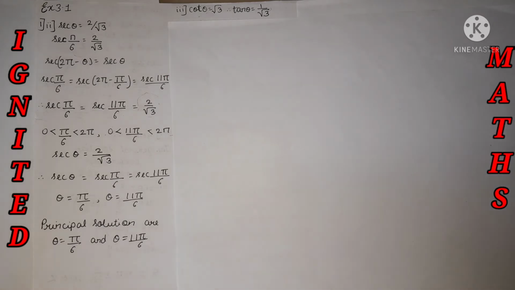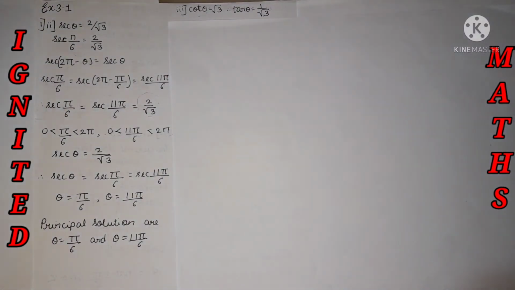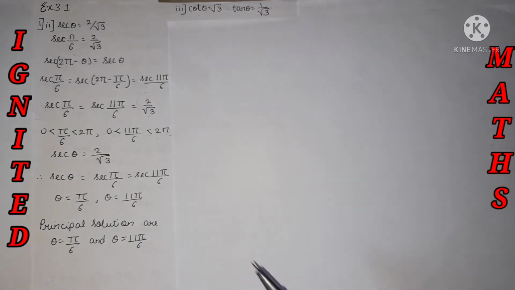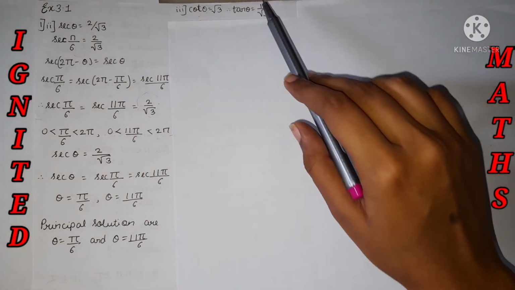As previously mentioned, we can change sec theta to cos theta also, that is nothing but root 3 by 2. In that format also we can do it. So I took another example in which cot theta is equal to root 3. I am going to change this as tan theta. It's nothing but tan theta is equal to 1 by cot theta. In that format also we can find it. So tan theta is equal to 1 by root 3.